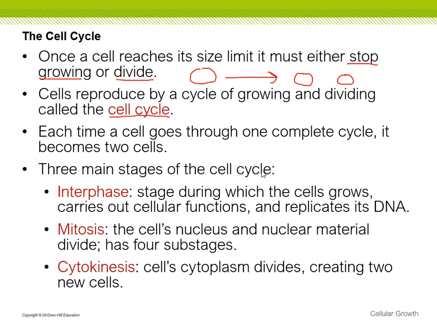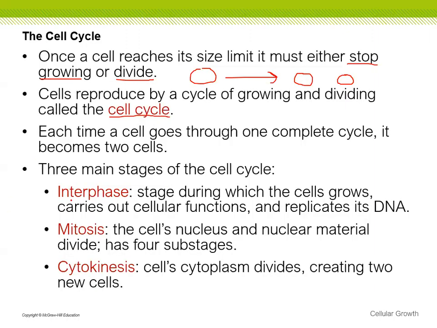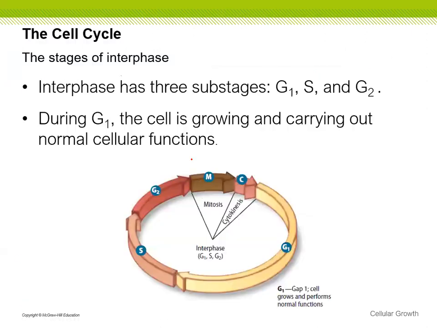So with this cell cycle, it goes through three phases, and we're going to learn about all three of these. We have interphase. This is when the cell grows and replicates its DNA. We have mitosis. This is when it actually divides. And then we have cytokinesis, which is when the cytoplasm divides. So all of this is the cell dividing, one cell into two cells.